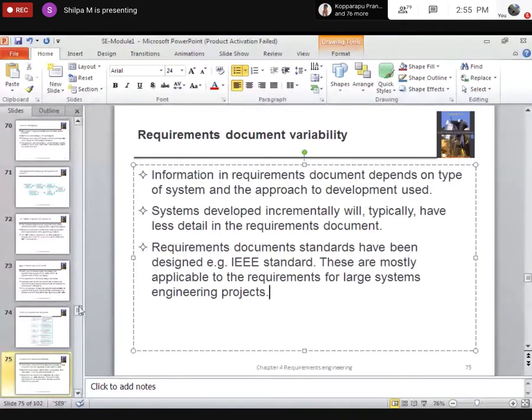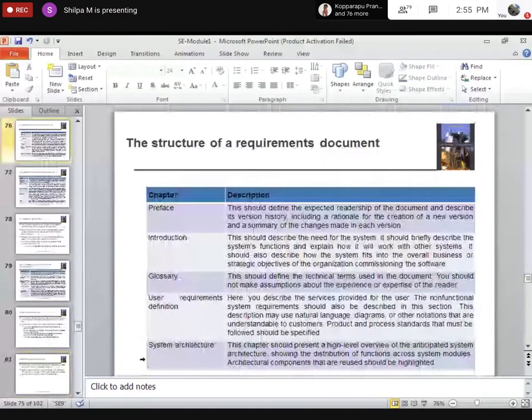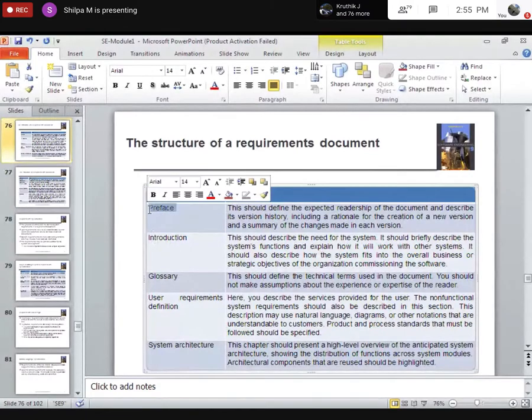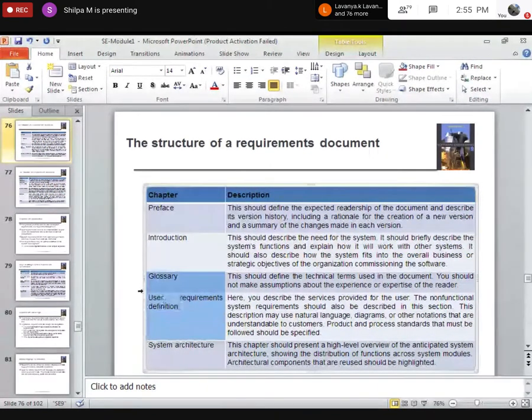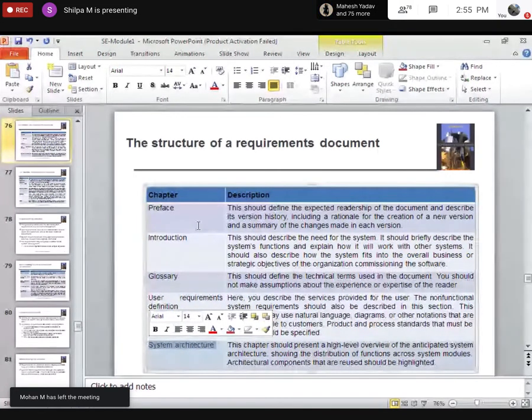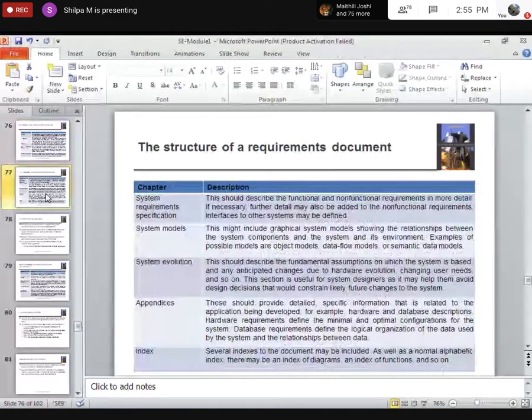What is this IEEE standard? The IEEE standard will be something like this. Every document will have so many chapters. One is the preface, the other is the introduction, then you have the glossary, then user requirement specification and architecture. Okay, so this is given. Most of the companies have their own format for requirements documents.